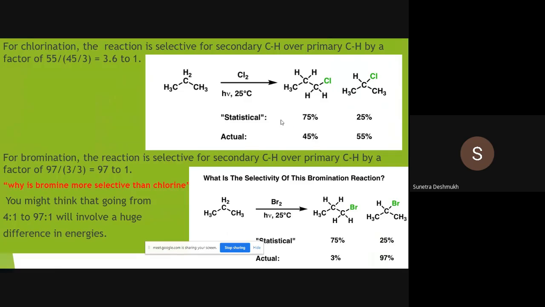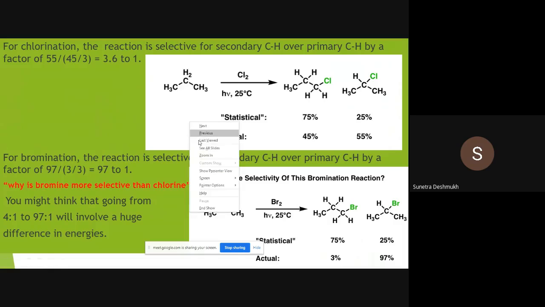Okay, so today our discussion point is how we can carry out the chlorination and bromination, or which factor favors bromination over chlorination. Okay, so that one we will see in today's lecture. Here you can see on this slide the statistical and actual analysis, or percentage of formation of different types of chlorination products, whether we are getting monochlorination or dichlorination, or regioselectivity in formation of the product.